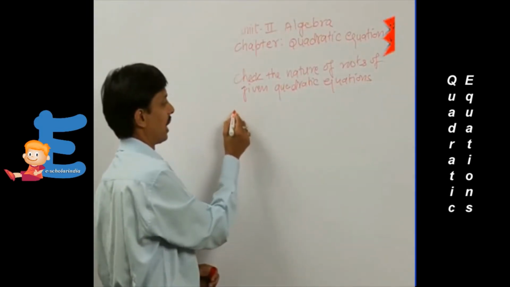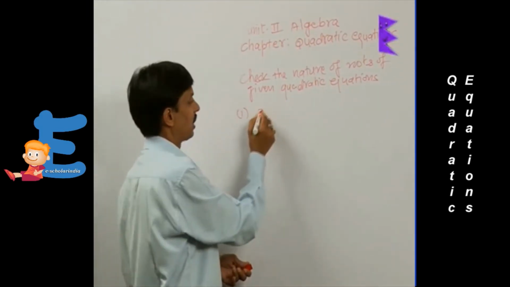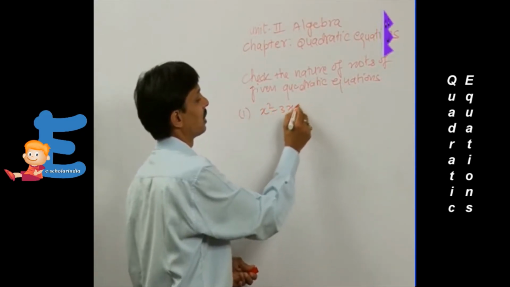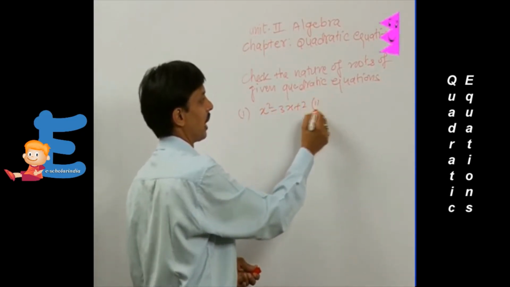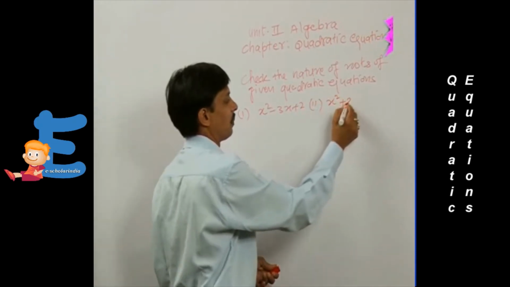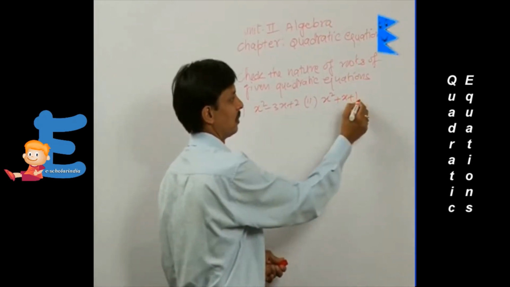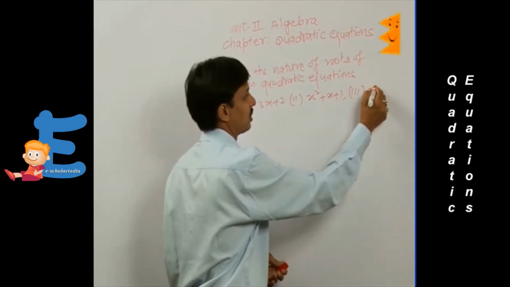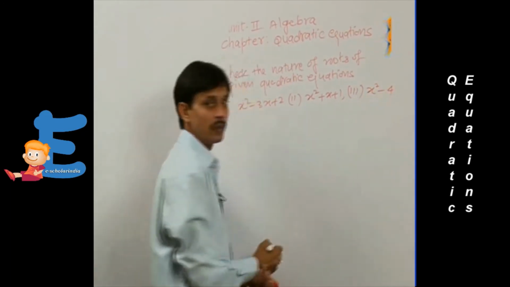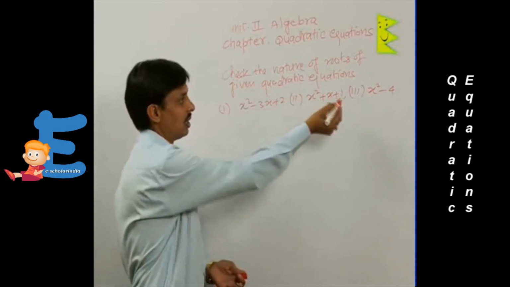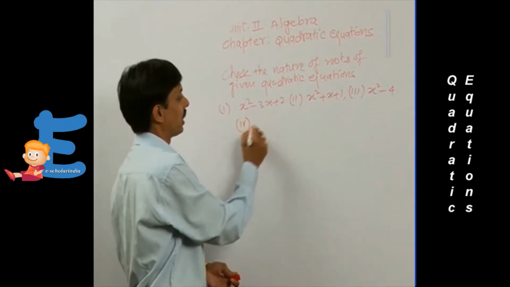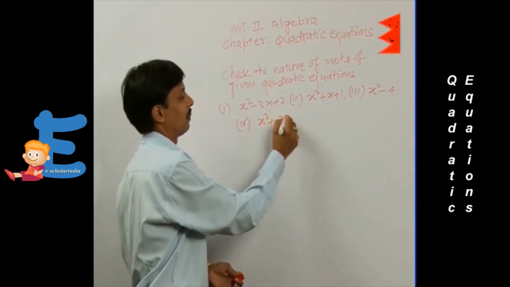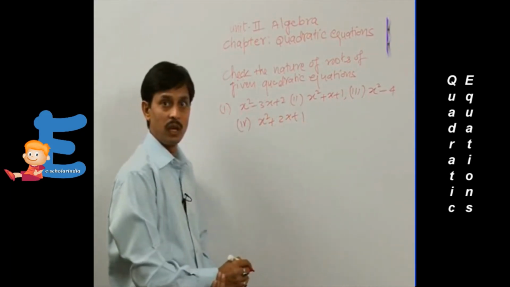Like, first equation I am taking x square minus 3x plus 2. Second, x square plus x plus 1. Third, we can take x square minus 4. We want to check the nature of roots. Fourth, we can take x square plus 2x plus 1.